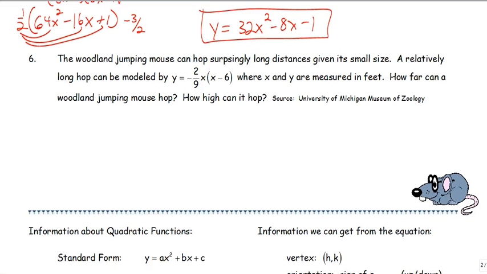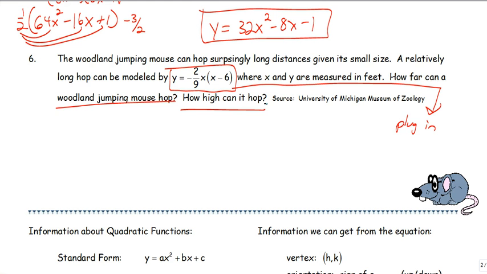So, a woodland jumping mouse can hop surprisingly long distances given its small size. A relatively long hop can be modeled by this equation right here, where x and y are measured in feet. How far can a woodland jumping mouse hop, and how high can it hop? This is a straightforward calculator problem. You know what? I want you guys to try doing this on your own. So I would just plug this in, and then think about where the 2 spots are that you have to find on your calculator to answer that question. Okay, and then I will go over that one with you in class. And I hope you guys understand that.